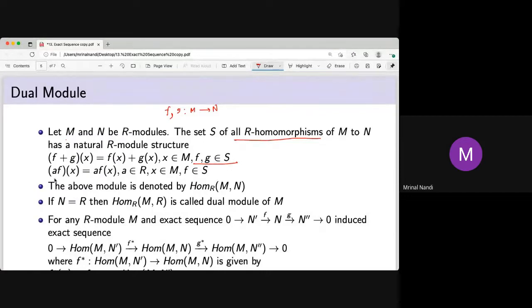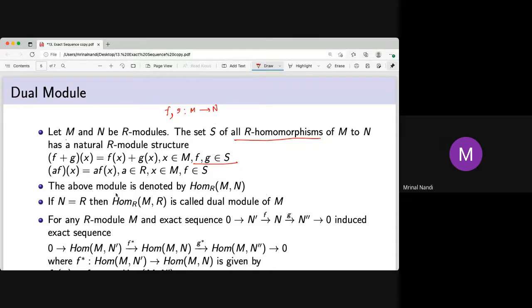Now, how do you define A into F? Naturally, you define A into F of X as A into F(X), where A is from R, so it is a scalar multiplier. So we define that. Now this forms a module. This addition and scalar multiplication forms this set as an R module.